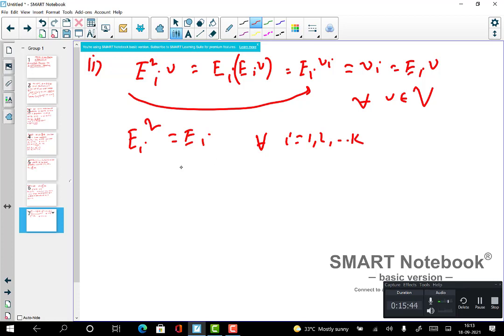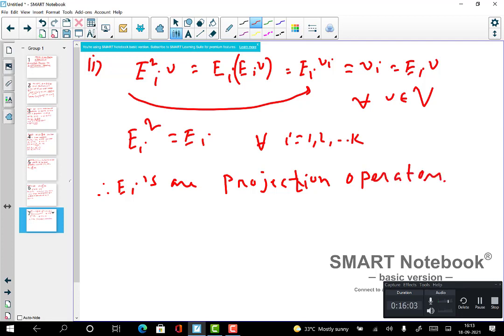So what does that mean? That means the Ei's are projection operators. Okay, so this first one is proved.